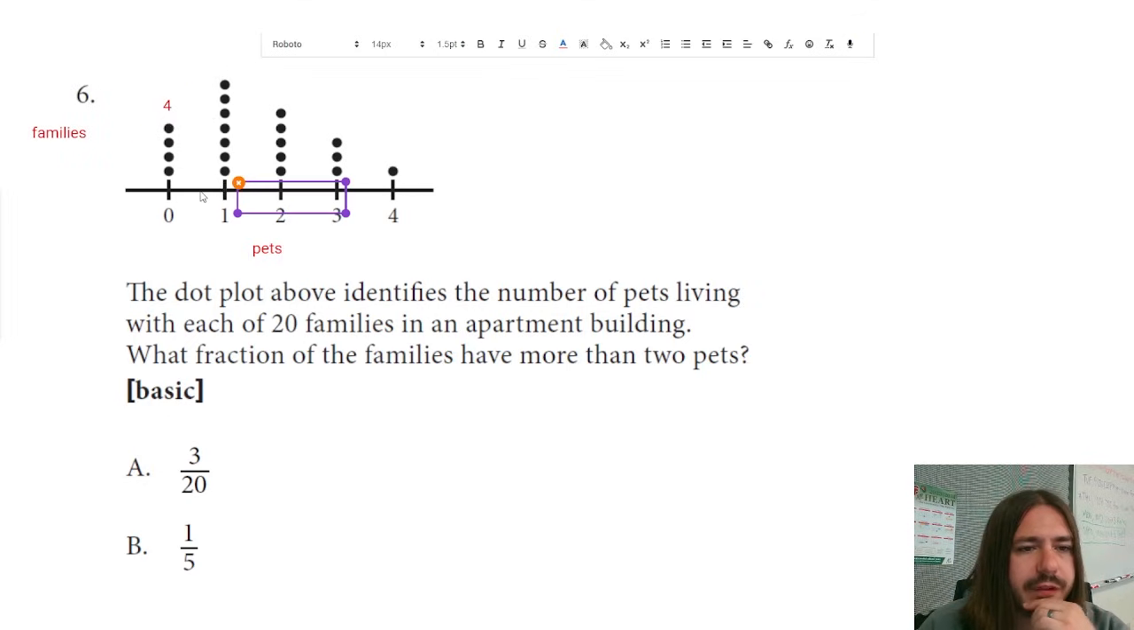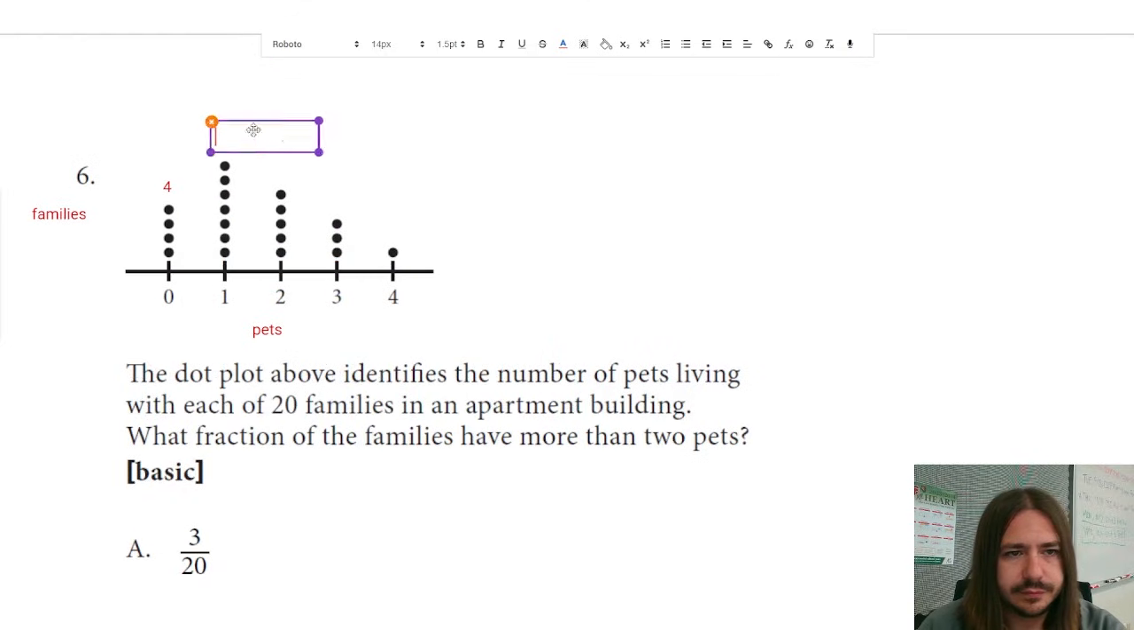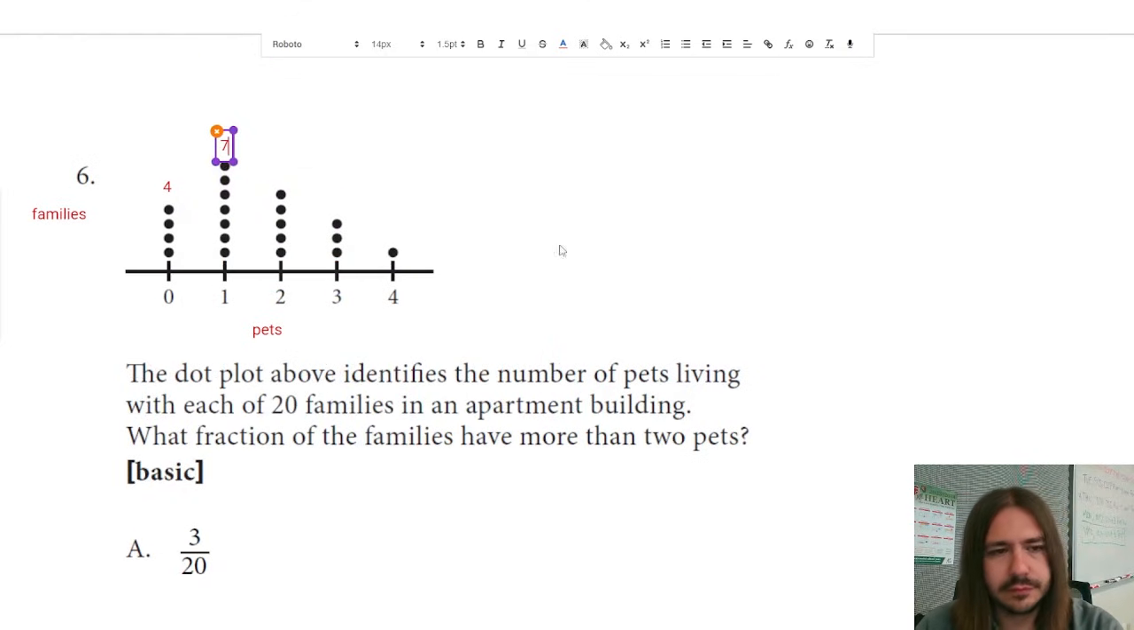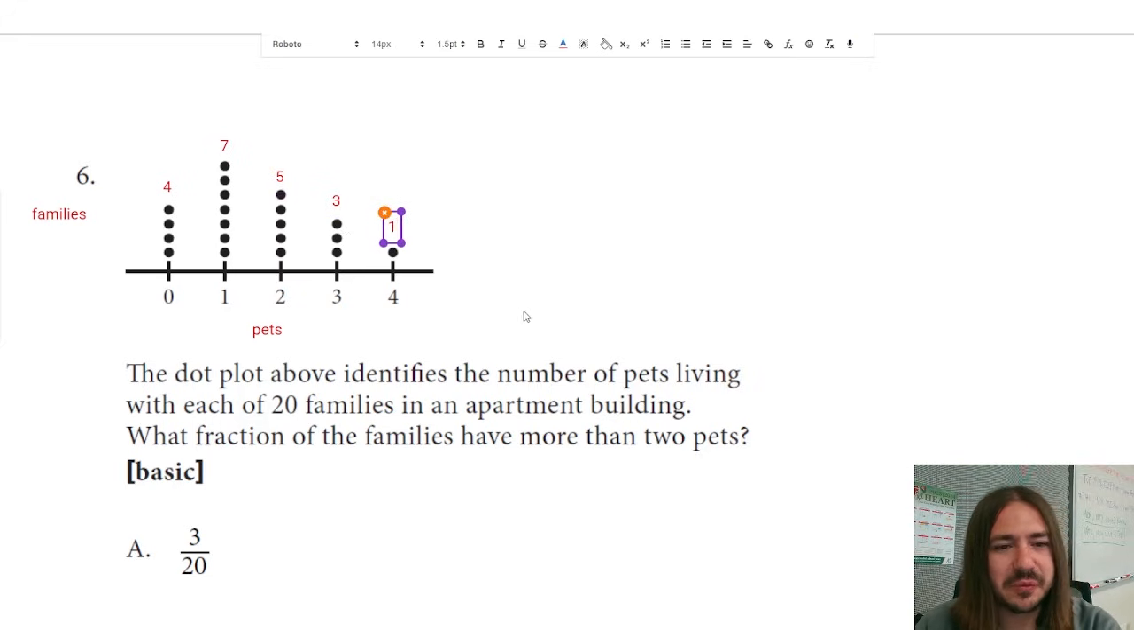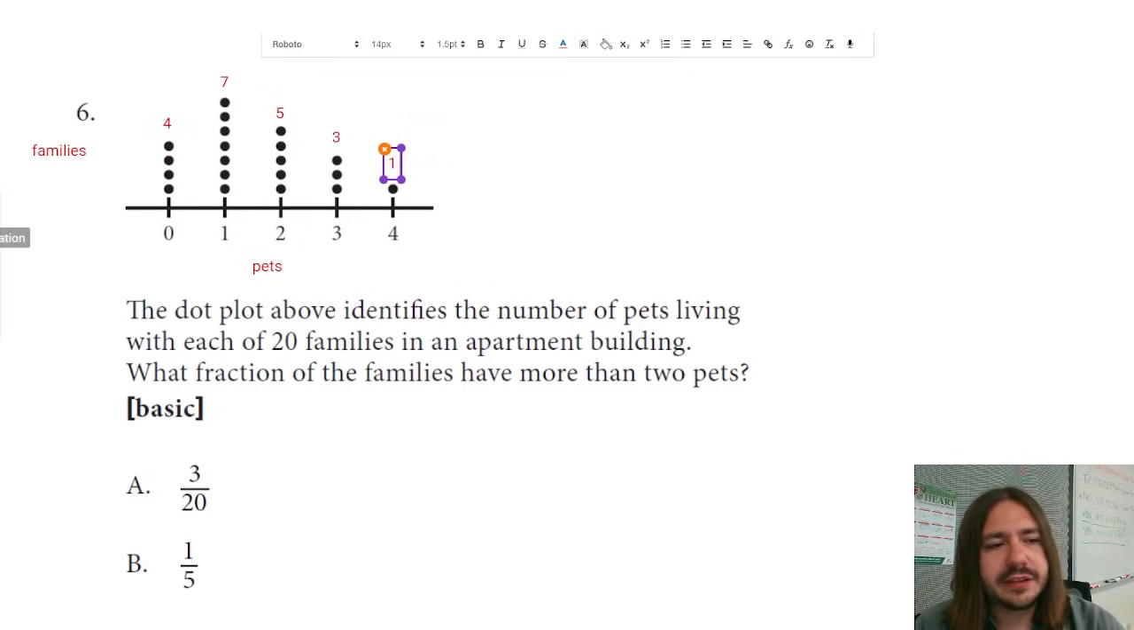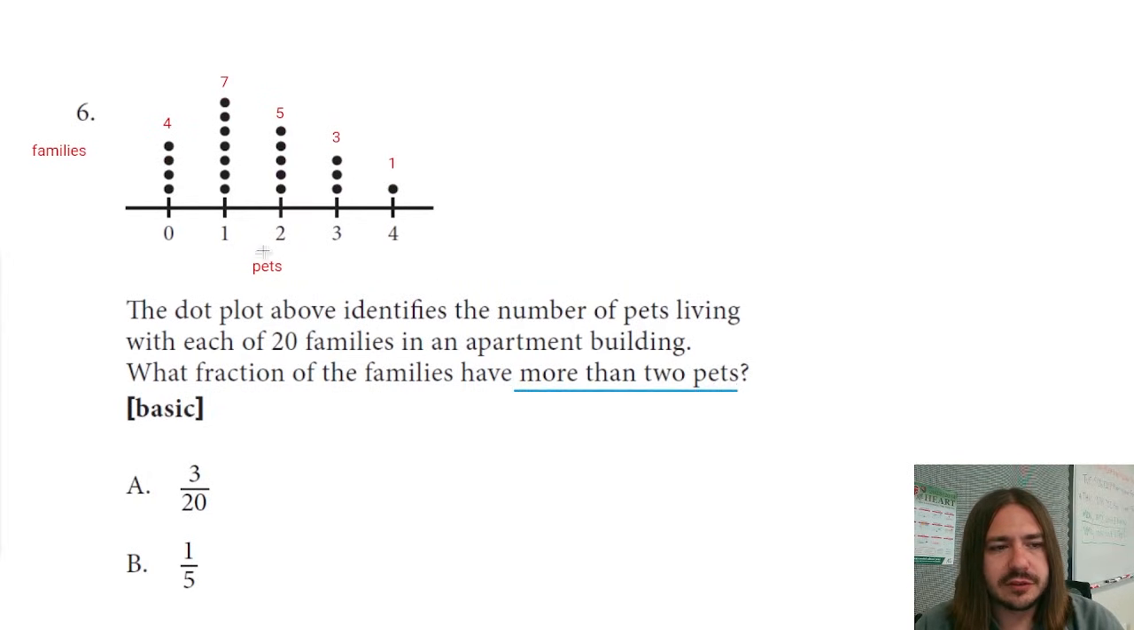Okay, the families that have 1 pet: 1, 2, 3, 4, 5, 6, 7, looks like there's 7 of them. Families with 2 pets: 1, 2, 3, 4, 5. Families with 3 pets: 1, 2, 3, and 4 pets. Gee, a lot of pets. There's just 1 family. So it says how many of the families have more than 2 pets. So really, we're just looking at 3 and 4 here.